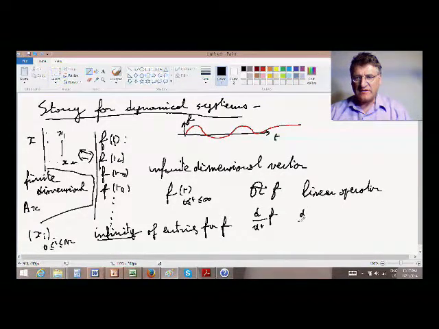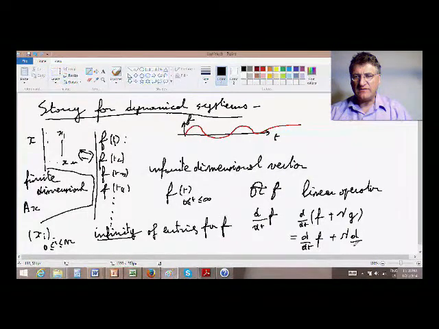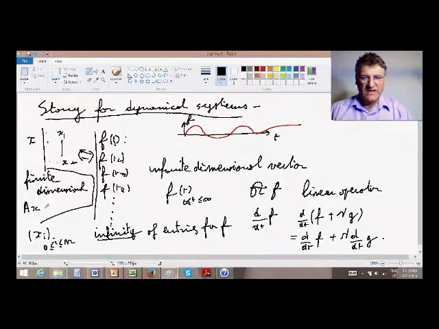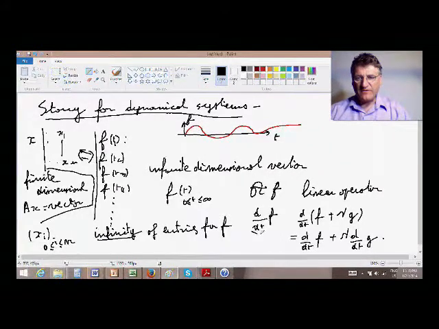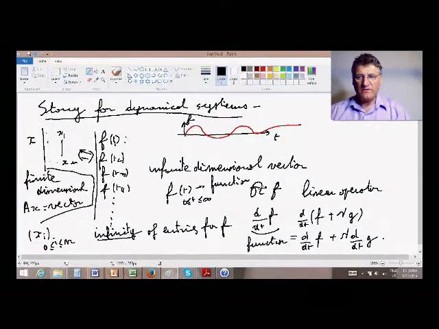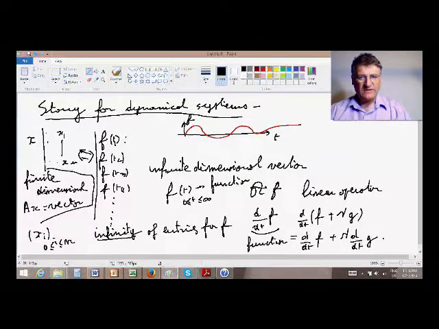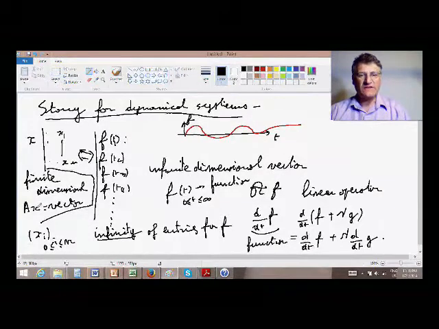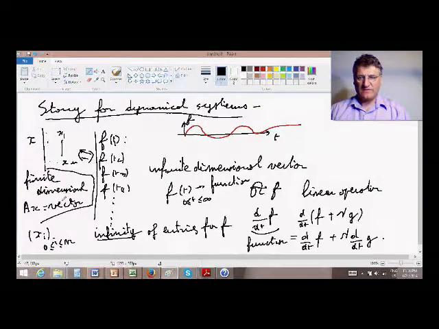Which means that d dt of f plus lambda g, two functions, one number, is equal to d dt of f plus lambda d dt of g. And just like Ax is a vector with x being a vector, d dt of f is a function when f was also a function. Therefore, operators take functions and return functions, just like matrices take finite dimensional vectors and return vectors.